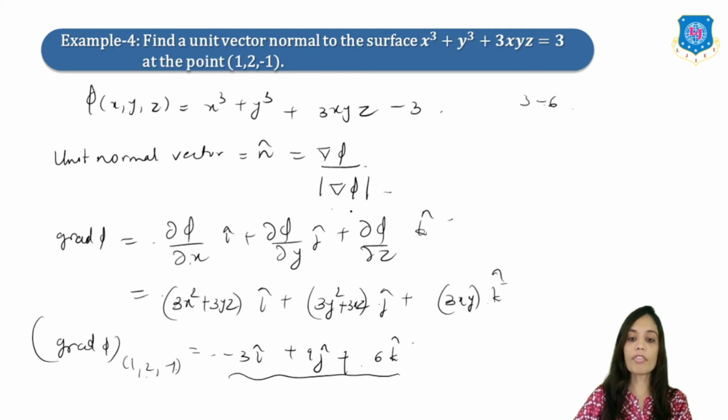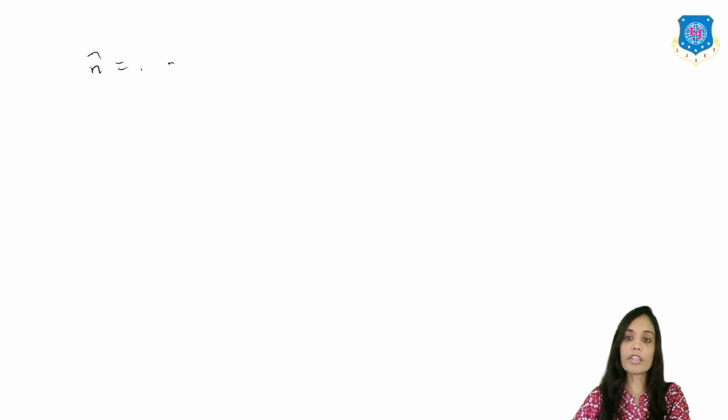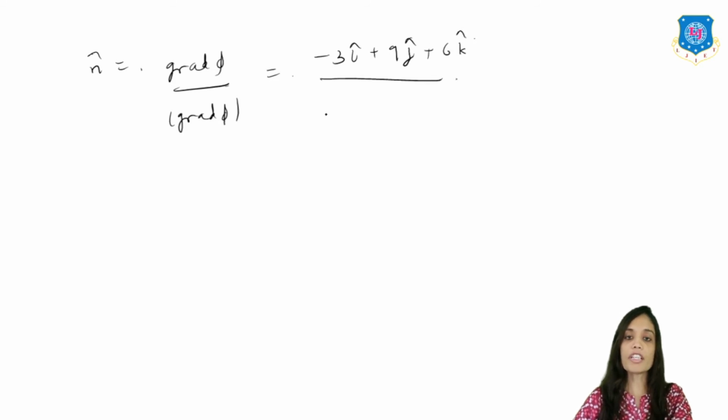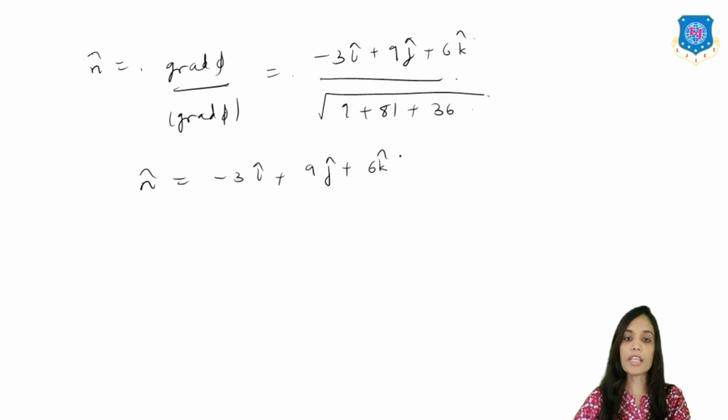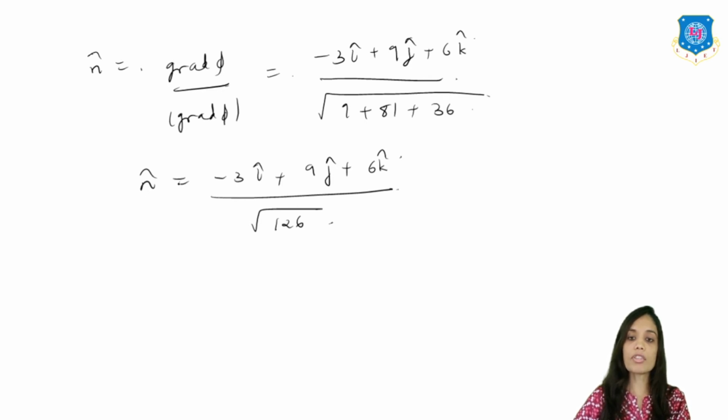Now the unit normal vector formula is what? Gradient of phi upon length of gradient. So the gradient is minus 3 i cap plus 9 j cap plus 6 k cap upon its magnitude. So upon square root of 9 plus 81 plus 36. Okay. So the final answer of n cap will be minus 3 i cap plus 9 j cap plus 6 k cap upon square root 126. Okay. So this is your answer of the unit normal vector to the surface.